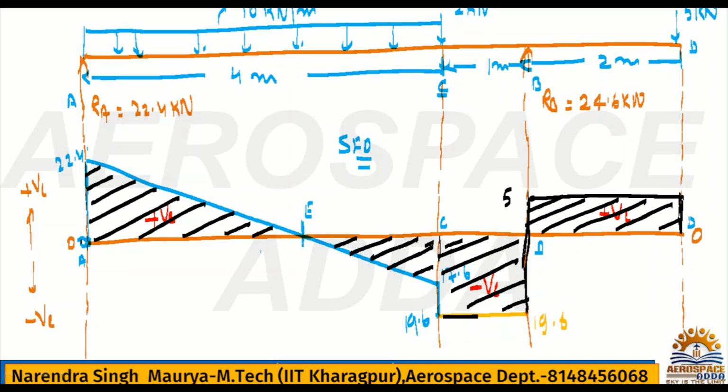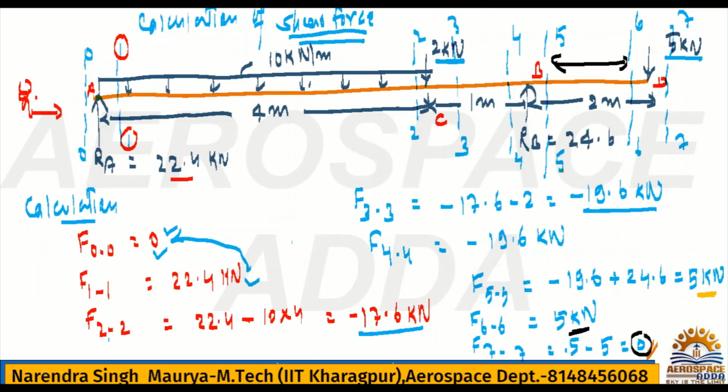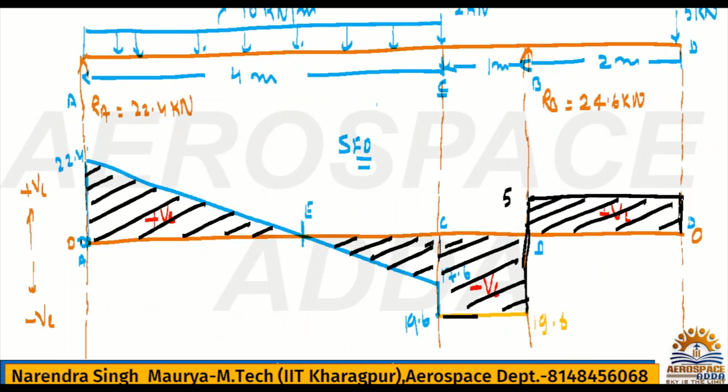Now, what is this location? If you want to get this location, it's simple. At this point, we need to write the shear force equation. At point E, just like you calculated F11 as 22.4, then you directly jump to F22, which is 22.4 minus 10 into 4. Why did you take 4? Because you took the full span length, but your shear force is going to be 0 within this distance only.